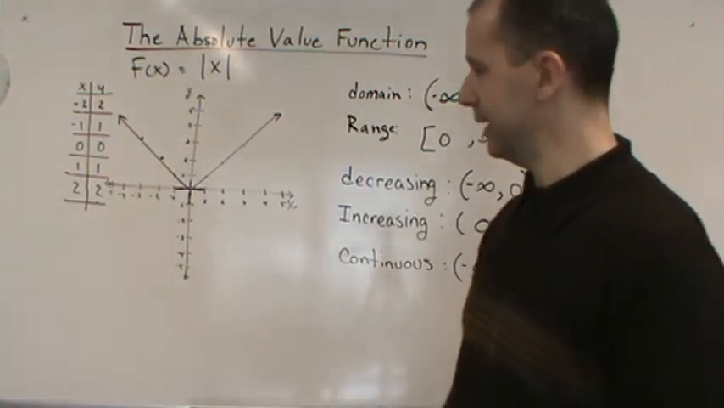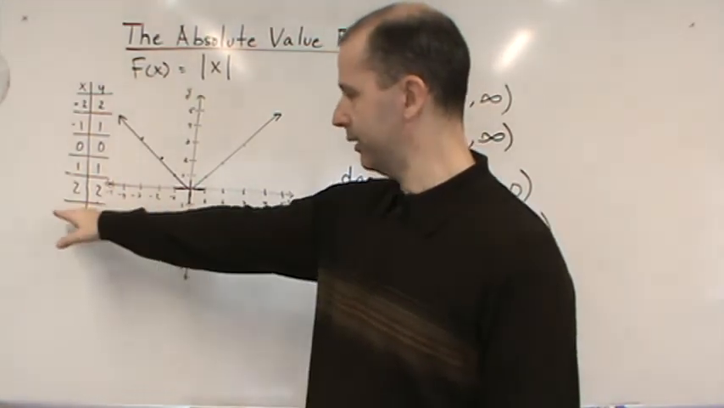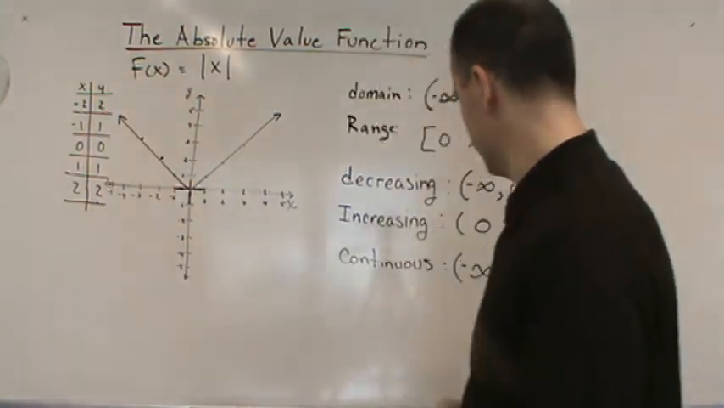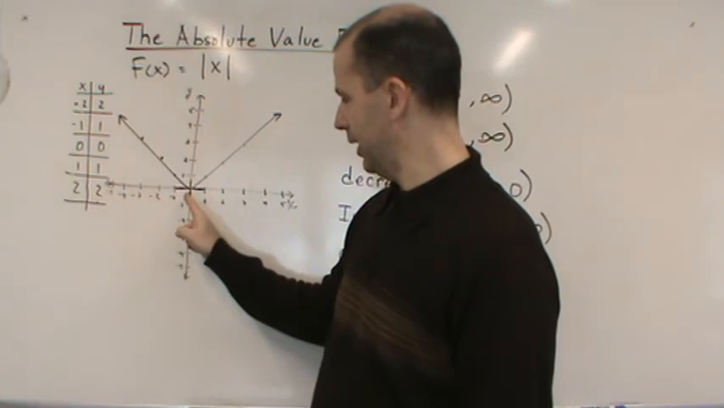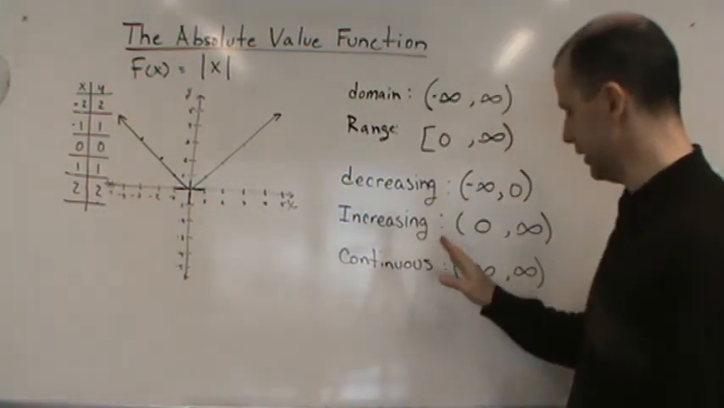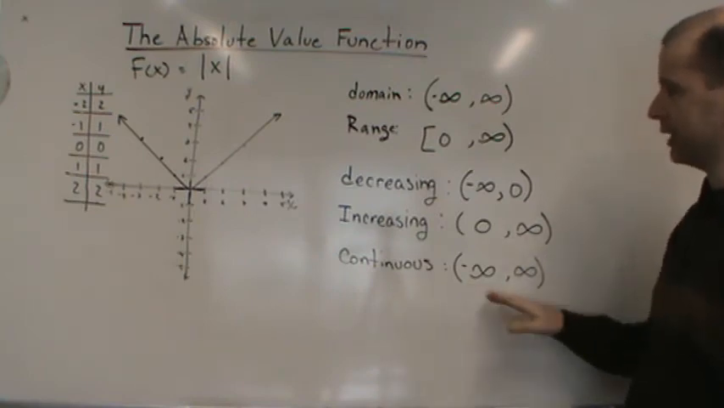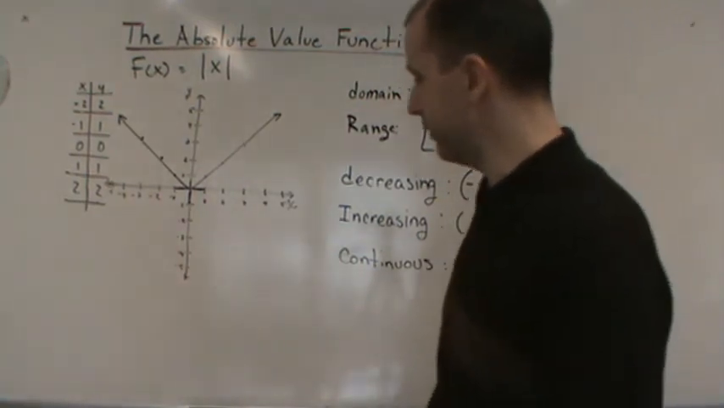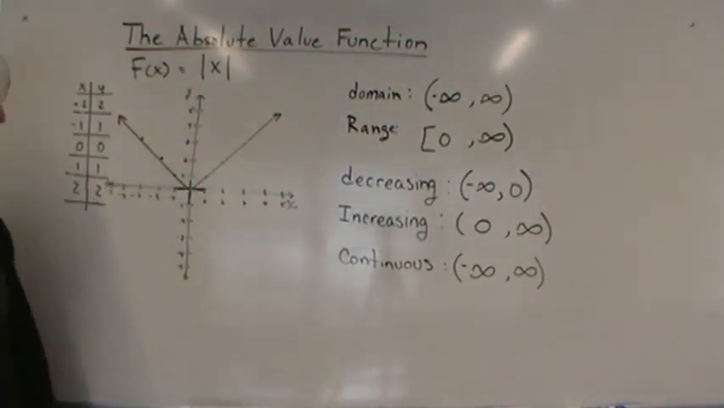Now in this case here, it is decreasing. So it does decrease if you go from left to right. So from negative infinity to 0, it's decreasing, and then it changes direction at 0, and then it goes to increasing. So it's increasing from 0 to positive infinity. Okay? And of course, as we said a moment ago, it is continuous everywhere. So it's obvious that you can trace this without lifting your pencil off the paper. And so it is continuous everywhere.